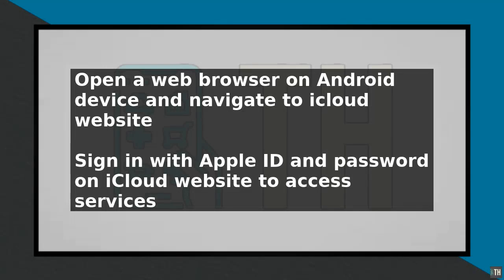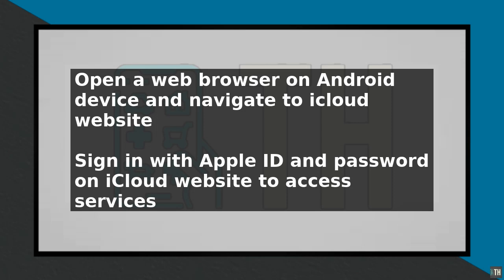To access iCloud on an Android phone, you will need to use the iCloud website or the iCloud app. First, open a web browser on your Android device and navigate to the iCloud website. You can do this by typing iCloud.com into the address bar. Once you are on the iCloud website, sign in with your Apple ID and password.